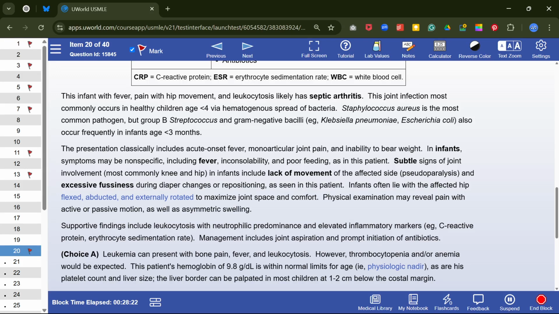Infants often lie with the affected hip flexed, abducted, and externally rotated to maximize the joint space and comfort. Physical examination may reveal pain with active and passive range of motion, as well as asymmetric swelling. Supportive findings include leukocytosis with neutrophilic predominance and elevated C-reactive protein and ESR. Management includes joint aspiration and prompt initiation of antibiotics.